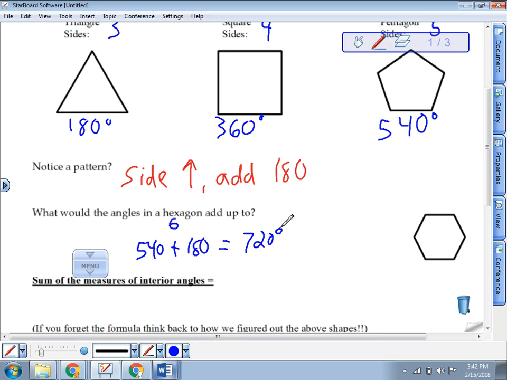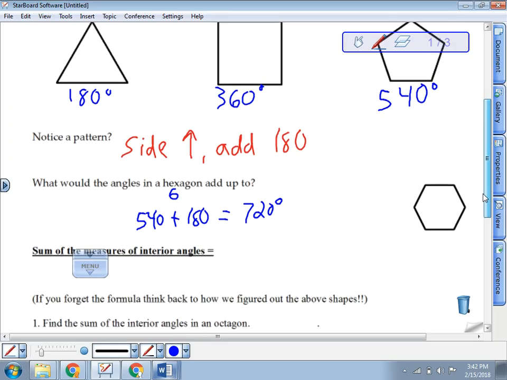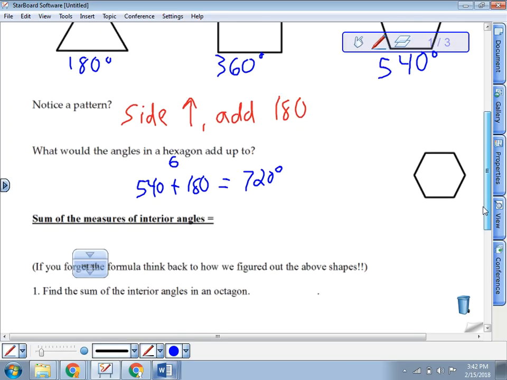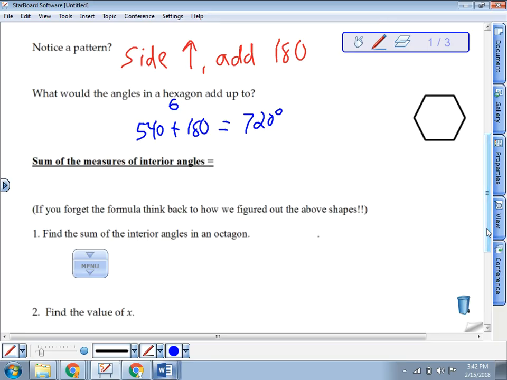Now, there is a formula to figure this out. I wouldn't expect you guys to just keep adding 180 each time. The sum of the measures of the interior angles is as follows. We're going to use this formula. We're going to take 180, obviously you guys saw that pattern, and then we're going to times that by the number of sides minus 2. Now remember, n equals the number of sides. So we're just going to put that into the formula to figure out what our answer would be. Again, if you forget the formula, we can always just keep adding 180 from the triangle if you need to.